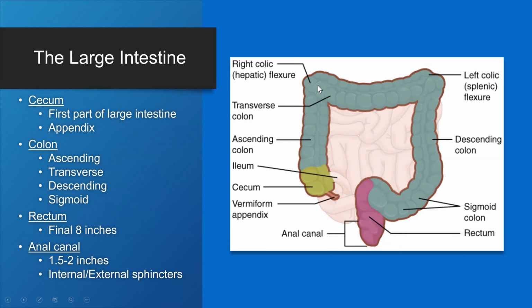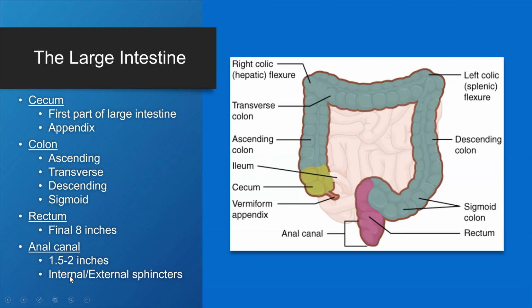Then we have ascending colon. We have this flexure that is right colic flexure or hepatic flexure, because liver is here and hepatic means liver. Then transverse colon, left colic flexure or splenic flexure, because spleen is on this side. Descending colon, sigmoid colon, look like S, and then rectum and anal canal. So what it says here, rectum is a final 8 inches, and anal canal 1.5, 2 inches.